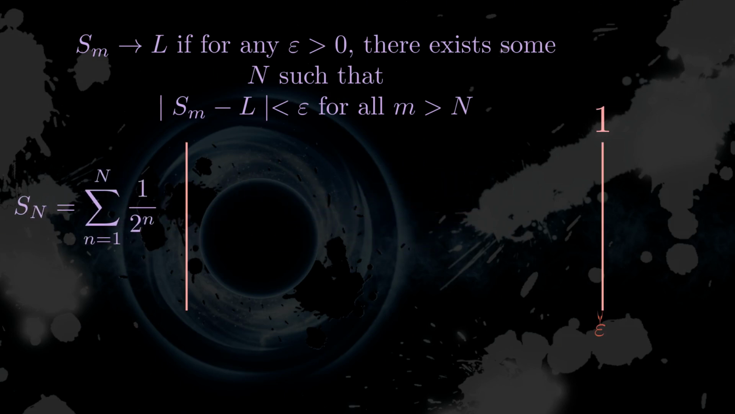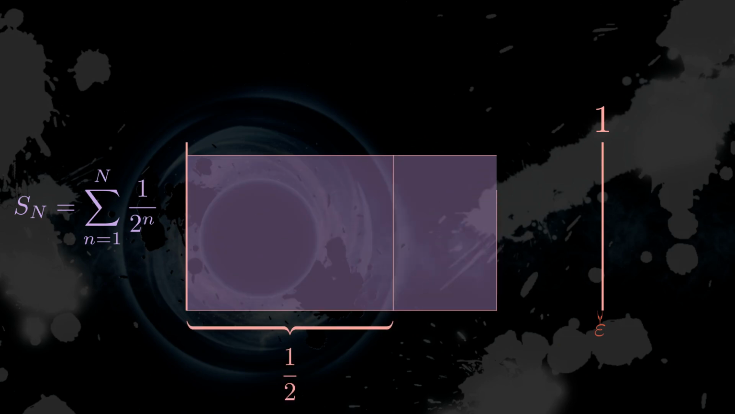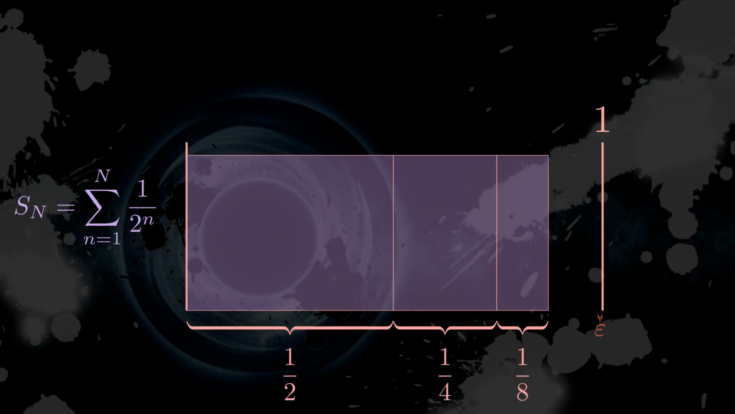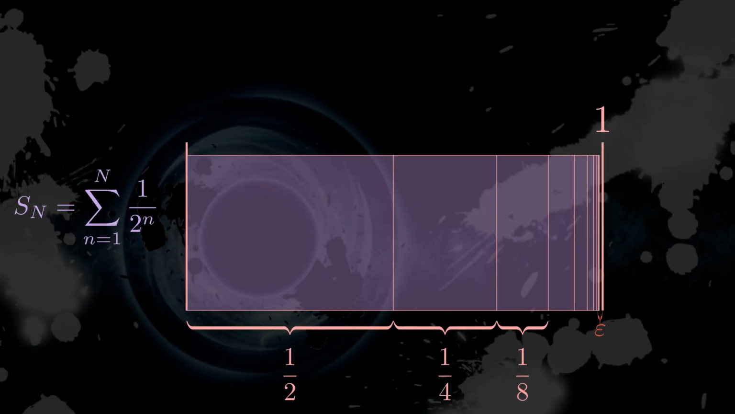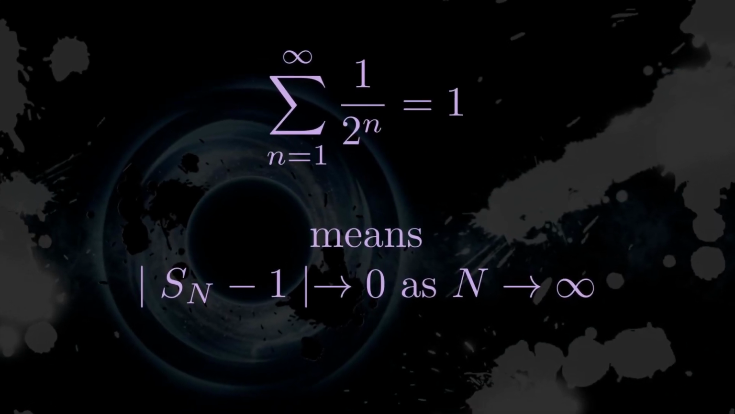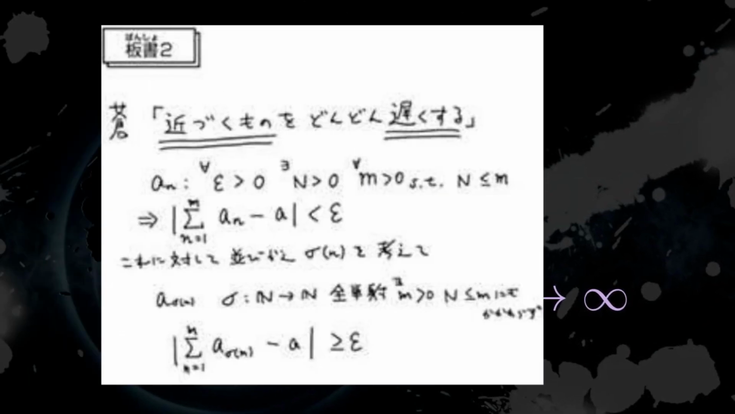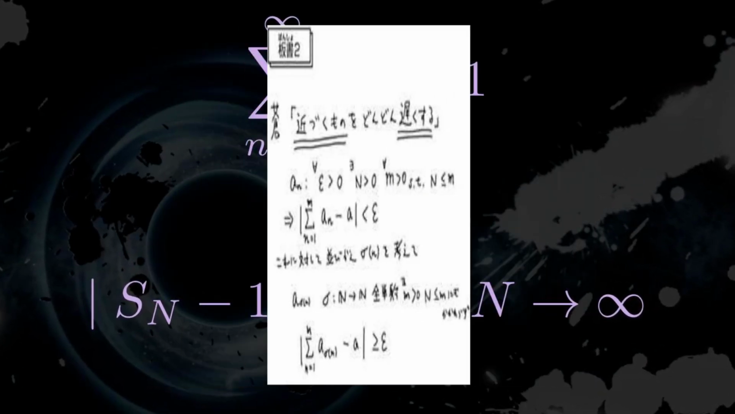So taking our last example, it might take a while, but for any epsilon, we are eventually less than epsilon away from our limit. In this case, our limit was 1. Put simply, the gap between the partial sums and the limit gets arbitrarily small. That's all that this stuff is saying.